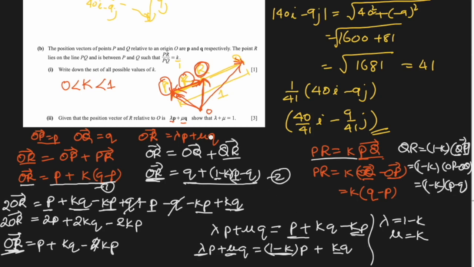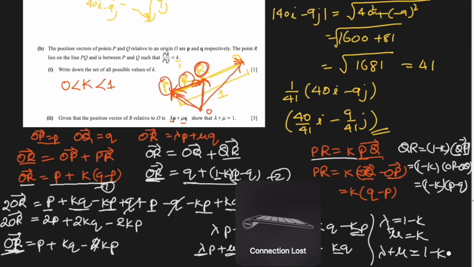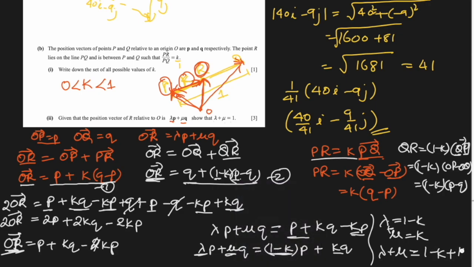And we want to show that lambda plus mu is 1. So we can add lambda plus mu, which will be 1 minus K plus K, and they cancel out. We got lambda plus mu is equal to 1. In such questions, we should be aware of our target and accordingly we should proceed. That's how I did it and reached where we wanted to reach.